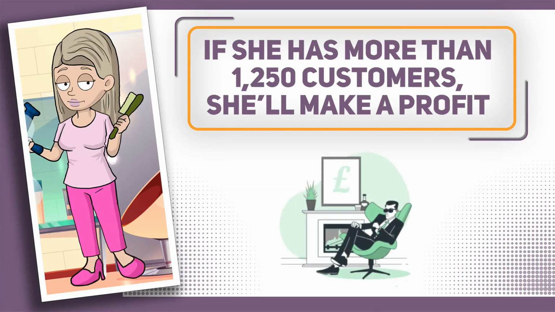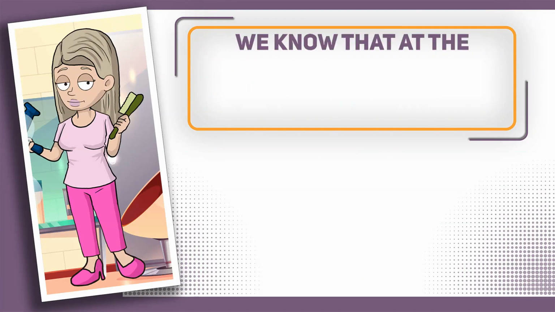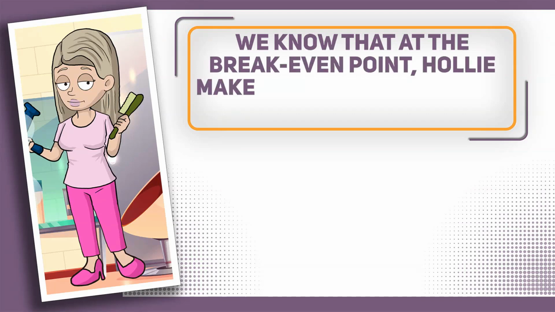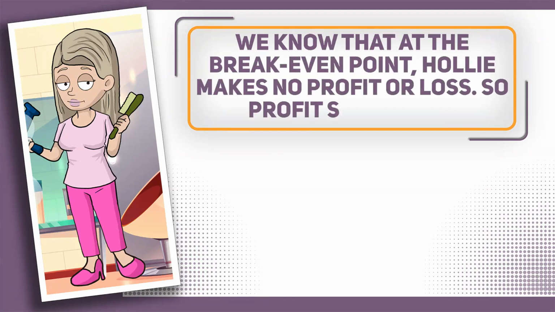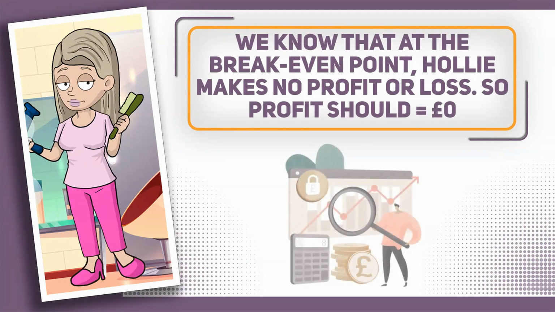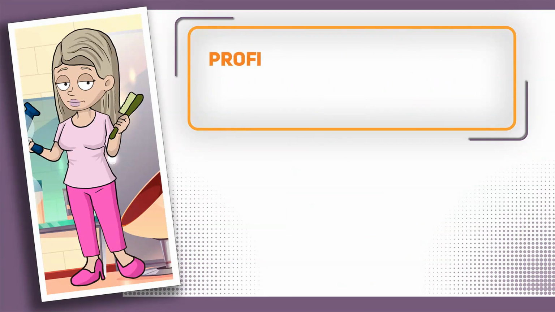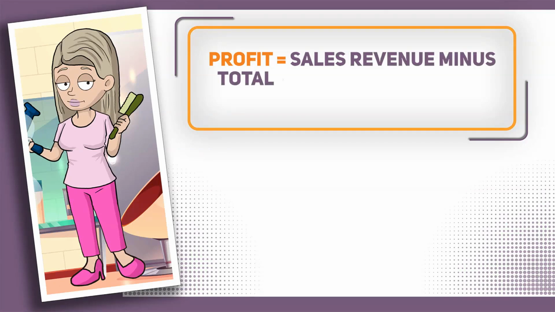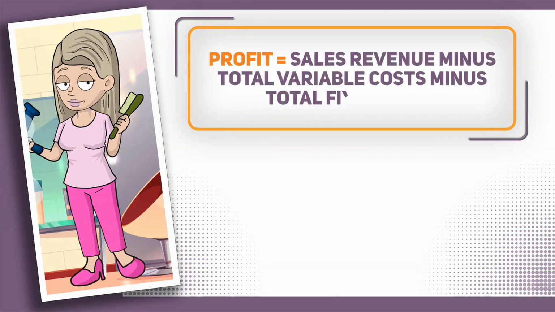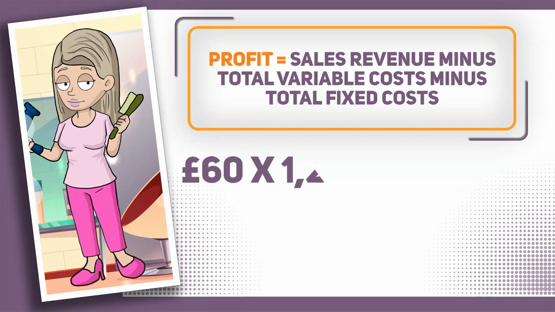Now, let's double check these figures. We know that at the break-even point, Holly makes no profit and she makes no loss, so the profit should equal £0. We also know that formula that profit equals sales revenue minus total costs, minus the variable costs and minus the fixed costs. We can work out the total sales revenue in this scenario at these 1,250 units by multiplying £60 by 1,250, which equals £75,000.